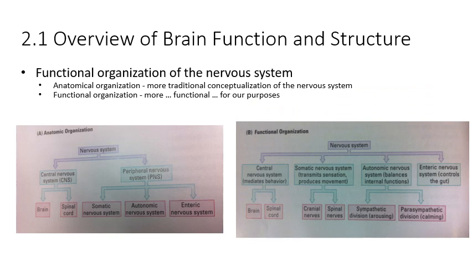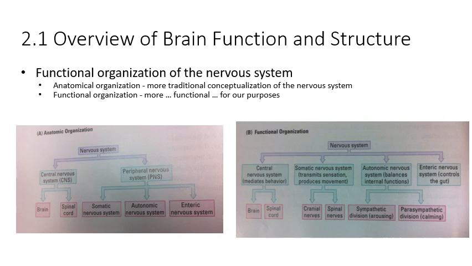The functional organization of the nervous system, I apologize for the figures. Usually they provide the figures in the book. This time I just had to take a picture. But I really like how they give you both the anatomical organization and the functional organization of the nervous system within your book. So the anatomical organization is the more traditional conceptualization of our nervous system.